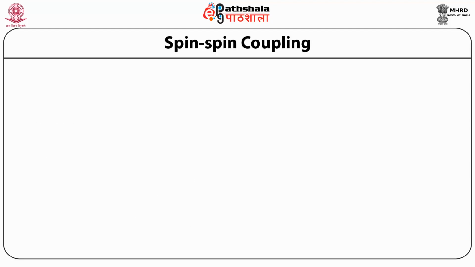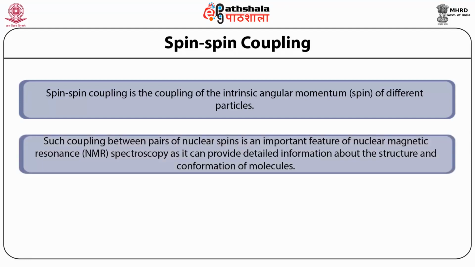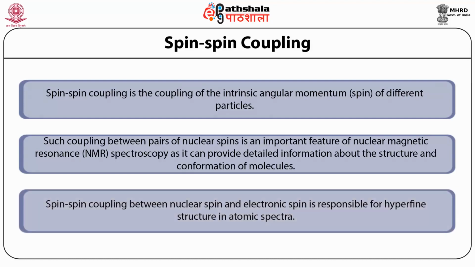Spin-spin coupling. Spin-spin coupling is the coupling of the intrinsic angular momentum, meaning spin, of different particles. Such coupling between pairs of nuclear spins is an important feature of nuclear magnetic resonance (NMR) spectroscopy, as it can provide detailed information about the structure and conformation of molecules. Spin-spin coupling between nuclear spin and electronic spin is responsible for hyperfine structure in atomic spectra.